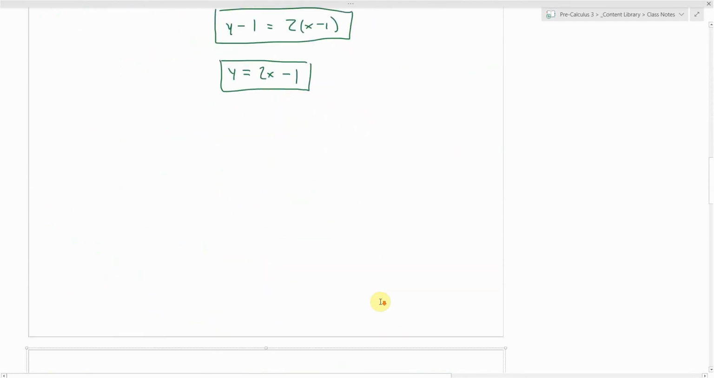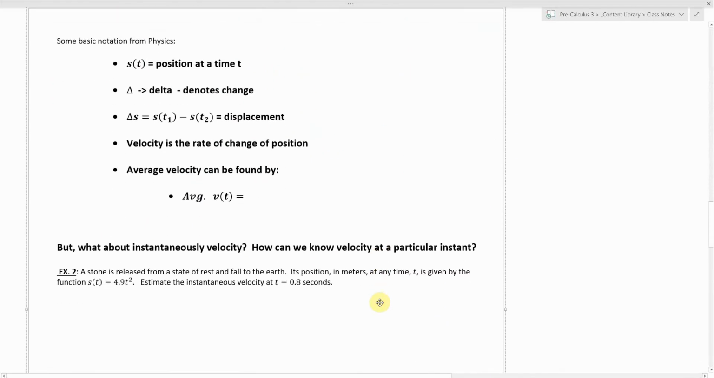And what we want to do now is look at an application in physics to start generating, again, this technique for finding limits that we're learning about. So some basic notation that we need to make sure we understand before we start the problem. First of all, S of t refers to the position. So S is a common notation for the position of an object or particle in physics.